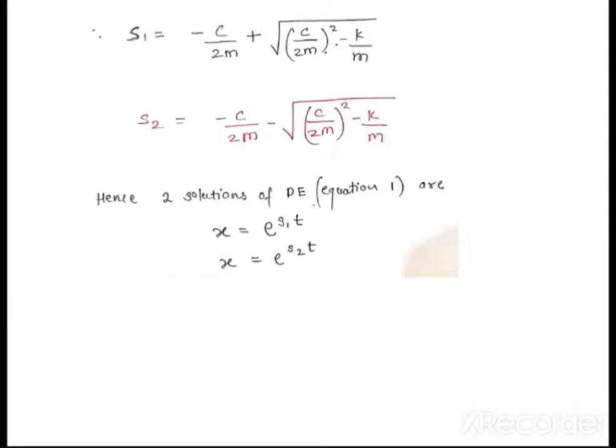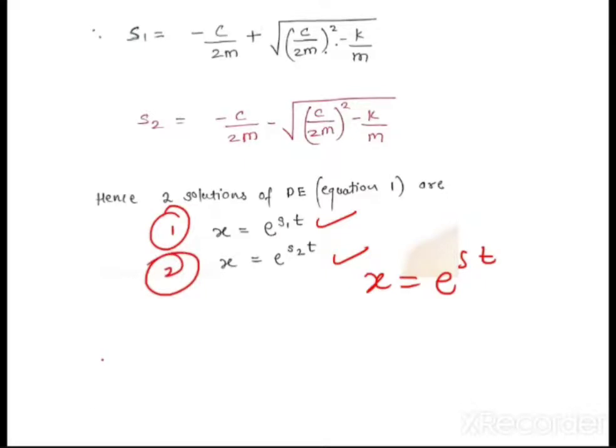Now here are the two solutions of the differential equation, equation 1. Basically x is equal to e raised to the assumed solution. Now I have two roots, so I will get e raised to S1 t and e raised to S2 t. This is the first solution, and this is the second solution. Why have I got two solutions? Because I have two roots.